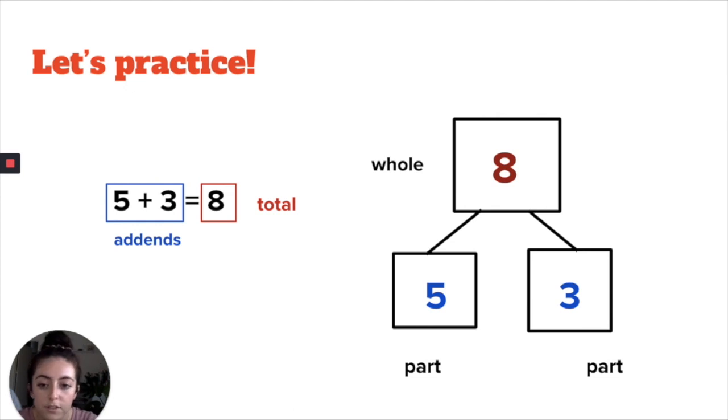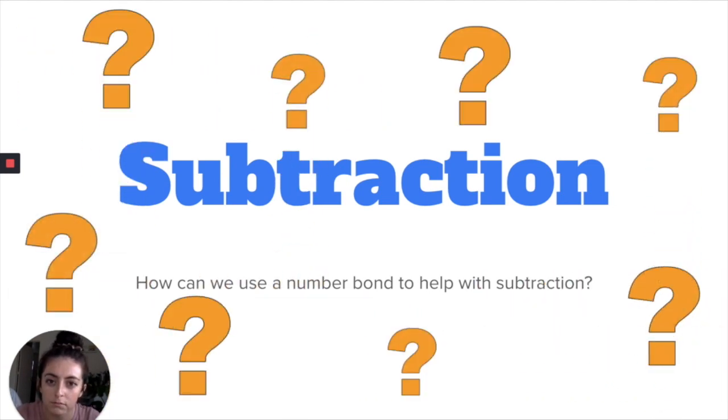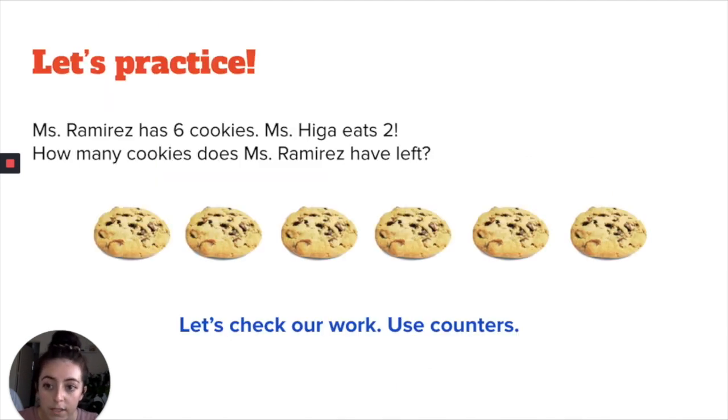Great job. If you got this one right, go ahead and pat yourself on the back. Great job, scholars. All right, now we've been talking about addition, but what about subtraction? How can we use a number bond to help with subtraction? Well, let's practice. Here's a problem for you using subtraction. It says, Miss Ramirez has 6 cookies. Miss Higa eats 2 of them. How many cookies does Miss Ramirez have left?